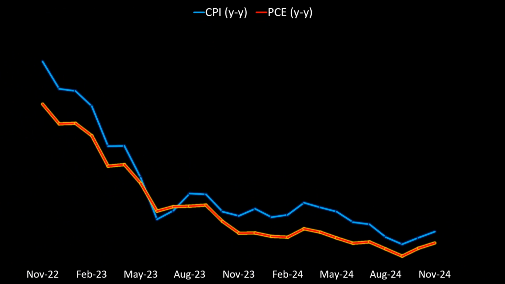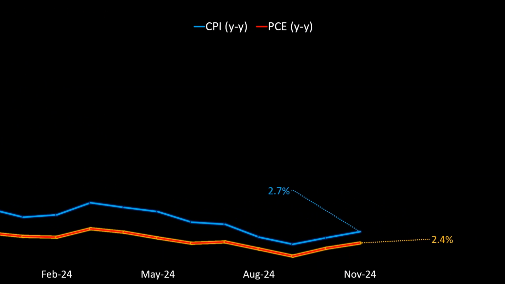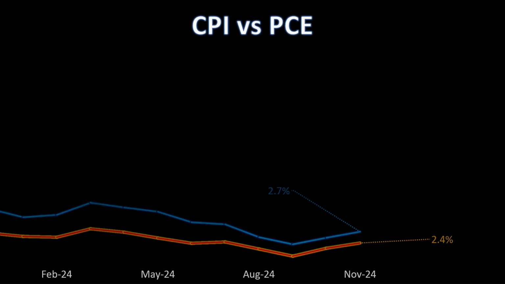Now, let's compare the PCE to the CPI. These are two different measures of inflation, but logic would dictate they should be kind of close. In blue, CPI on a year-over-year basis, that's 2.7%. PCE, 2.4%. Where's the discrepancy? Why is there a difference between the two? Well, we compare the two different inflation numbers.